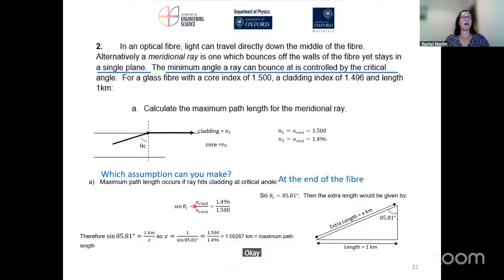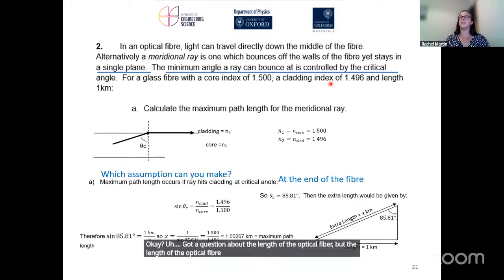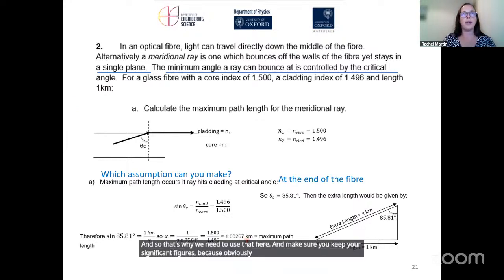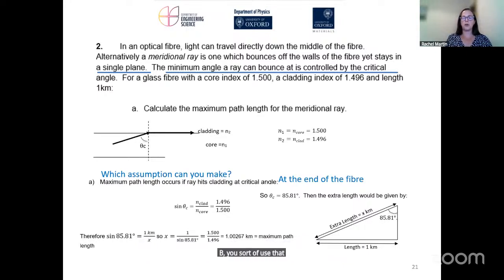Okay, got a question about the length of the optical fiber, but the length of the optical fiber is given in the question. At the end, we've got the length 1 kilometer, and so that's why we need to use that here. And make sure you keep your significant figures, because obviously with any question with part A, we probably need to use that answer in the next part of the question or the one after that. Okay. And yeah, be careful.